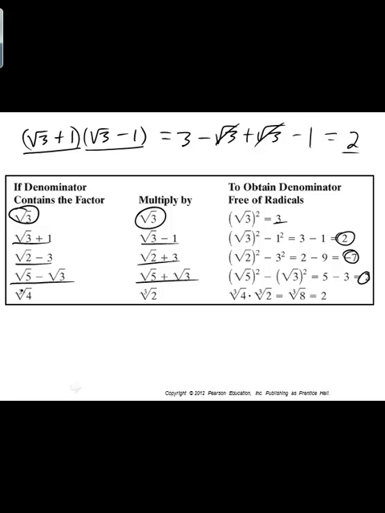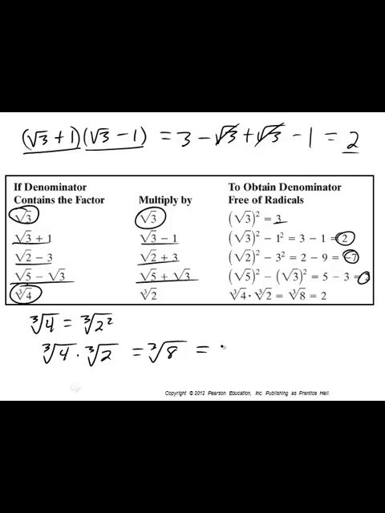Now, you've got to be careful though. If you have a cube root of some number, then you have to multiply by another cube root in order to get rid of the whole thing. Now, if you had cube root of 4, in this case, cube root of 4 is equal to cube root of 2 squared. So all you need is another cube root of 2 in order to have cube root of 2 cubed. So if you have cube root of 4 times cube root of 2, that'll give you cube root of 8, which is 2.